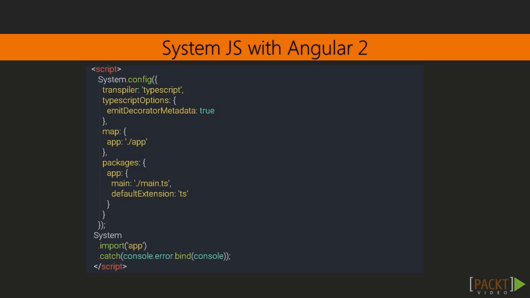In the System config, we have defined the different options of the transpiler and its configuration. The System.import call tells System.js to import the main file, main.js, after transpiling main.ts. Remember, main.js is where we tell Angular to launch the application. We also catch and log the errors to the console.